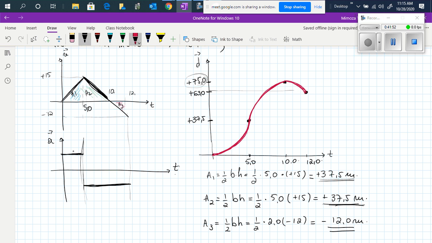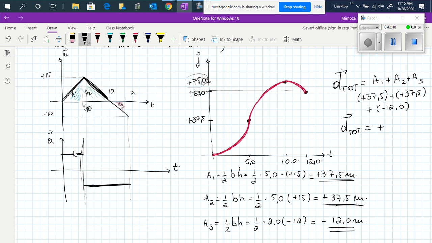Now from this, we can calculate the total displacement as area 1 plus area 2 plus area 3 with the signs. So it will be positive 37.5 plus positive 37.5 plus negative 12. And the total displacement will be equal to positive 63 meters.